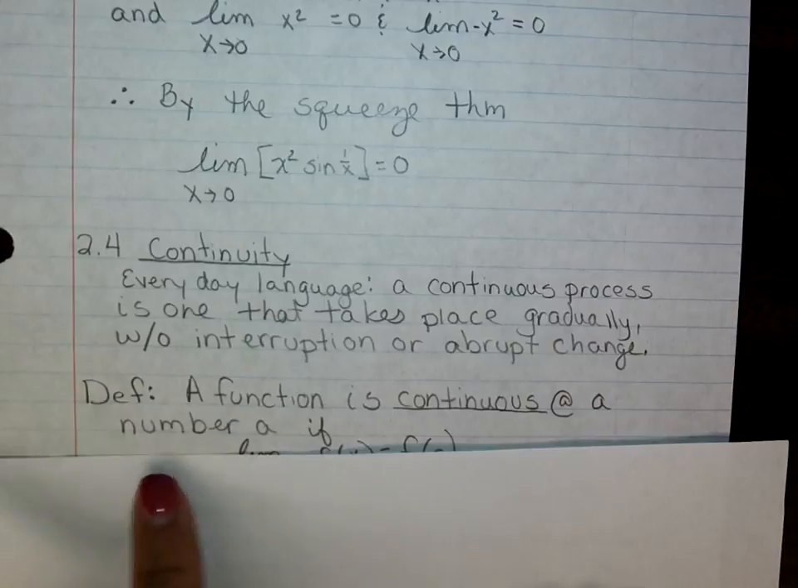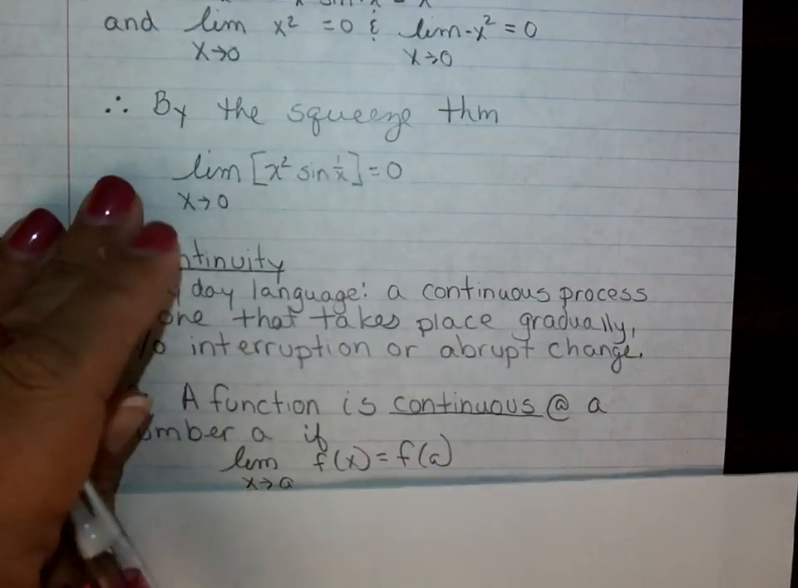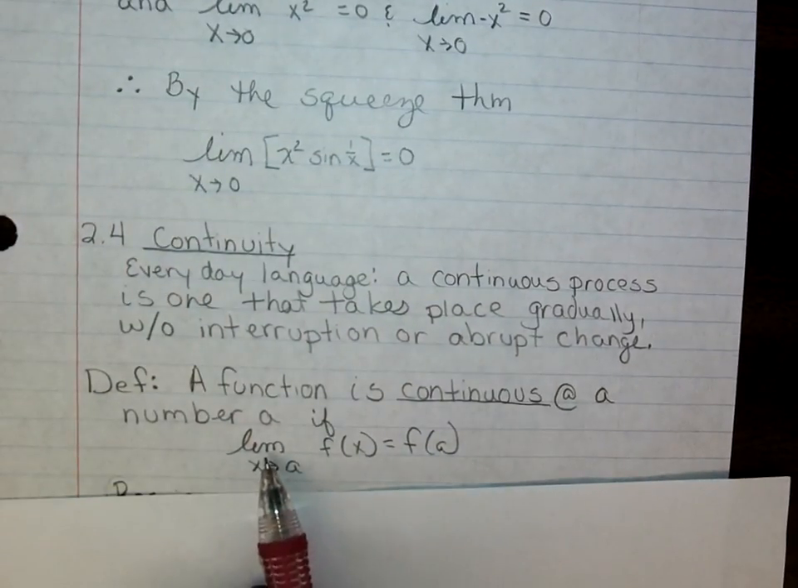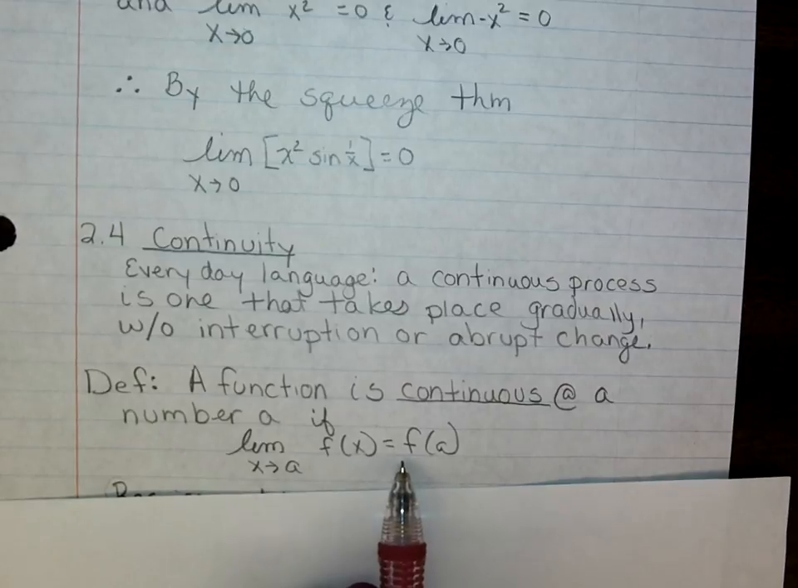Well, by definition, a function is continuous at a number a if the limit as x approaches a of f of x is f of a.